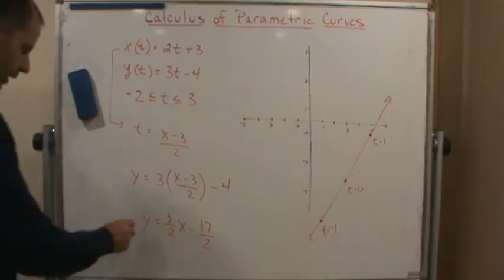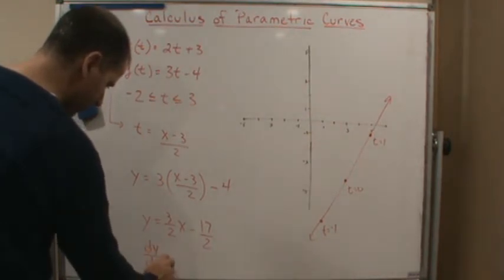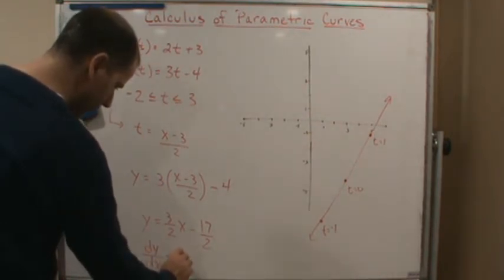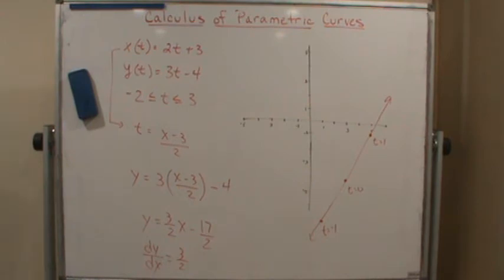Now, notice that the slope of this, if we look at dy/dx, is going to be equal to 3/2. So we know the slope of this line is 3/2. No problem.